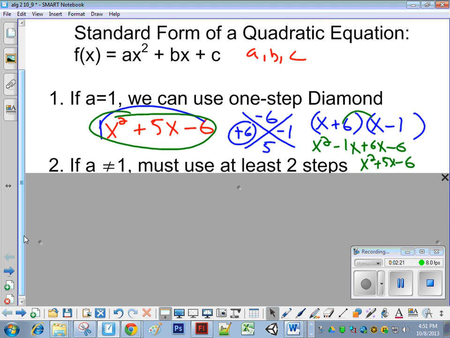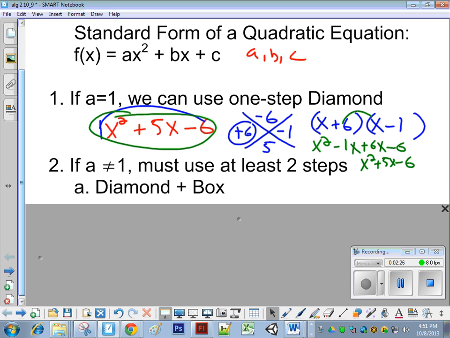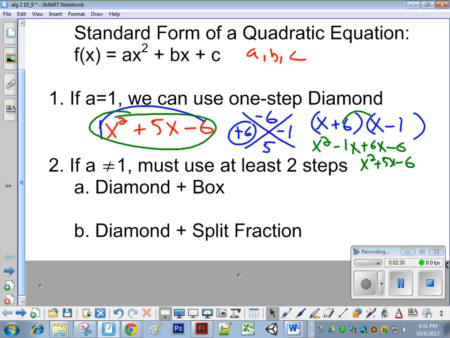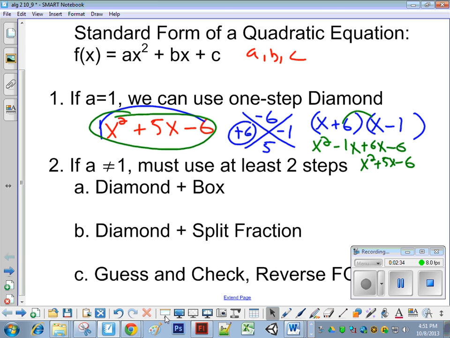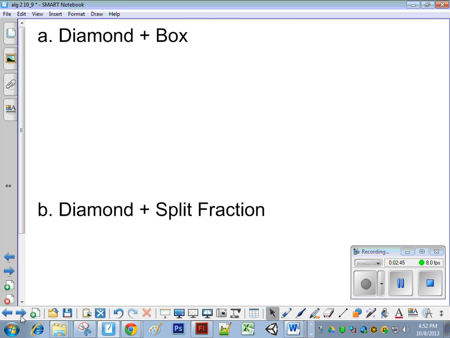Now, if a is not equal to 1, let's say 2, 3, or some other number, we have at least 2 steps. One approach is diamond plus box. The other one is a diamond plus split fraction. And the old school way of doing that is guess and check, also known as reverse FOIL. I'll focus mostly on the other 2 methods. Okay, now the diamond plus box.